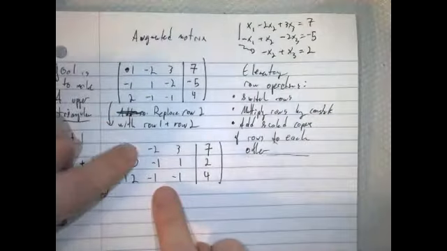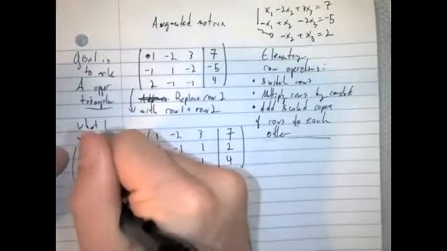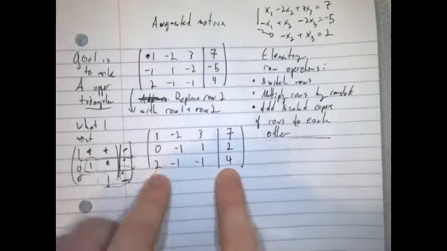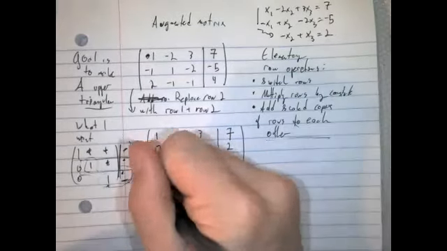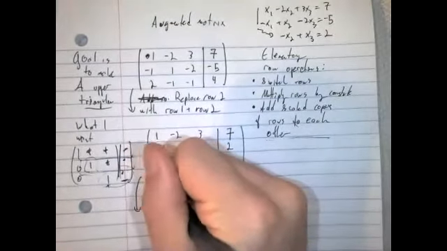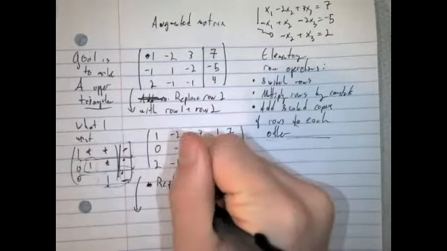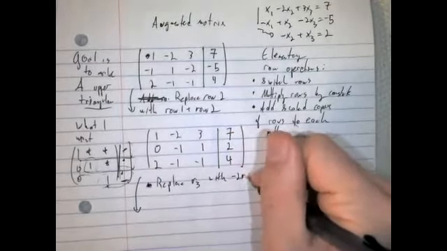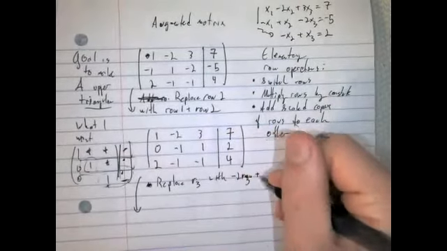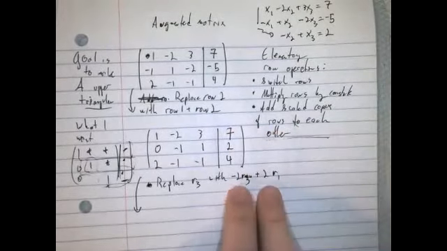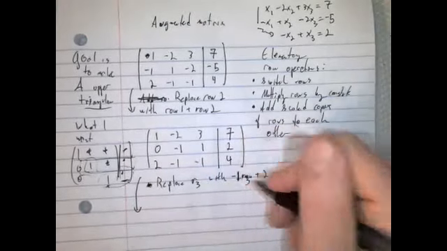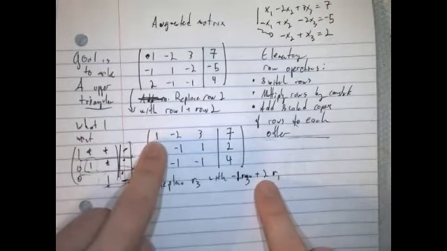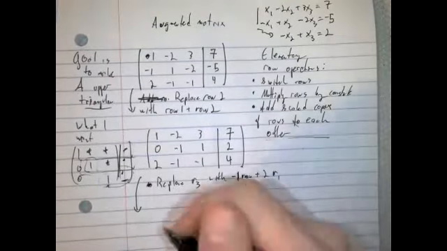And then I'm going to do the same thing with the first and the third row. What I want is to have a 1 up here, and zeros below it. So I want to replace the third row with some linear combination such that I get a 0 here. So I'm going to replace row 3 with -1 times row 3 plus 2 times row 1. That's going to make this first coordinate -2, and this will make the first coordinate 2. So when I add them, I'll get a 0 here.